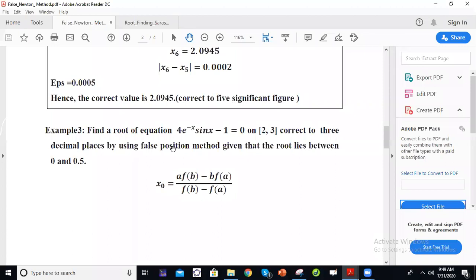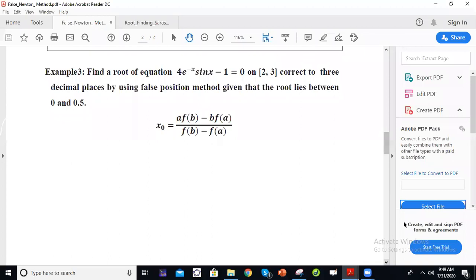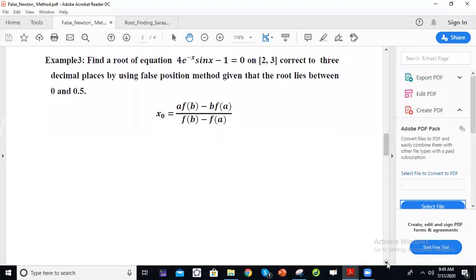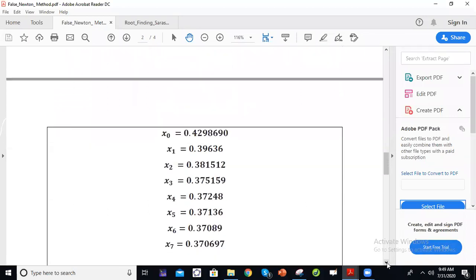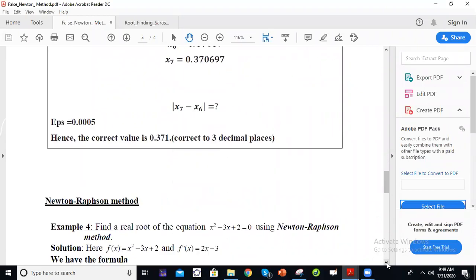Okay, by using false position method, we have been given that the root lies between 0 and 0.5. Sometimes we have a and b. If we have no a and b, we have to choose a and b such that f(a) and f(b) are opposite sign. Be careful everyone how to choose A and B. If the equation is difficult, A and B are given. You will find the answer here.